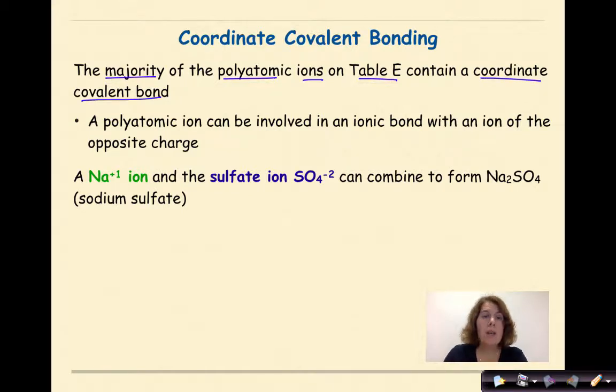So what is this? A polyatomic ion can be involved in an ionic bond with an ion of an opposite charge. So a sodium ion, Na plus 1, and a sulfate ion, SO4 minus 2, can combine to form sodium sulfate. Now you might say, well, what do you mean by this? What does this look like? Well, let me show you.